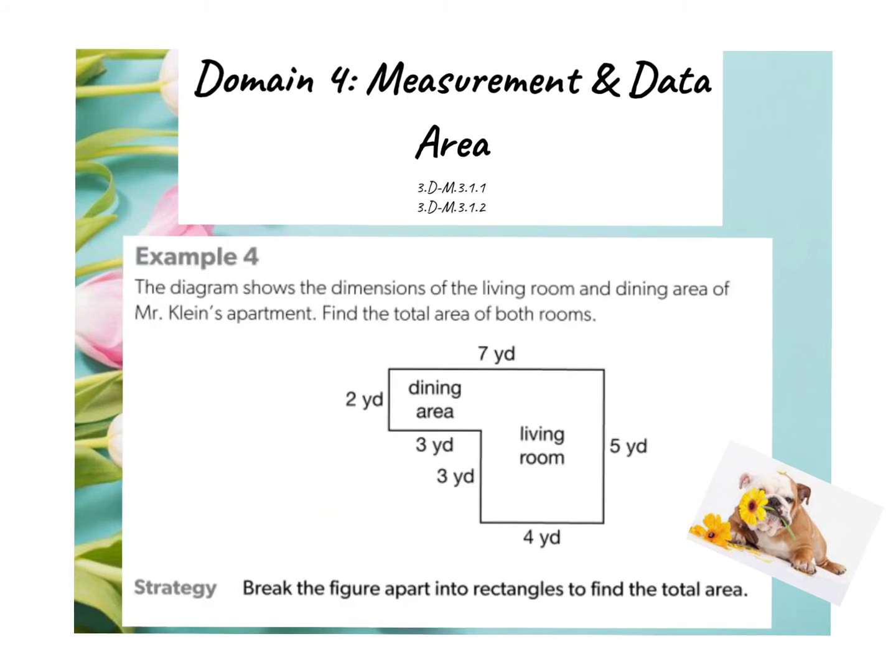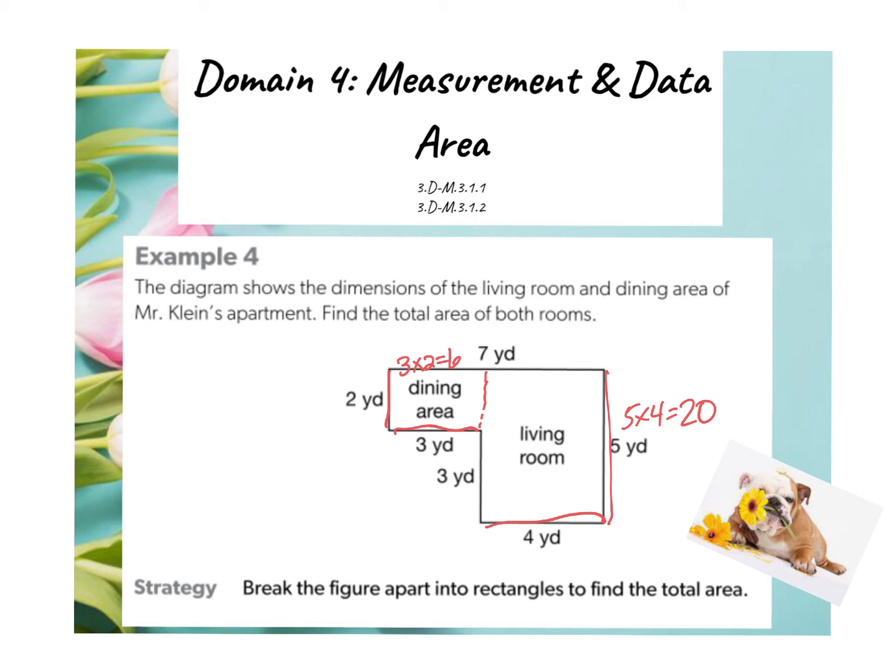For example, this diagram shows the dimensions of the living room and dining area of Mr. Klein's apartment. We're going to find the total area of both rooms. So we have the living room and the dining room. I'm going to break this apart, and I'm going to take a look at the length times the width of each of them. So I know that 3 times 2 would give me 6 square yards. And I know that this length times this width would be 5 times 4 to give me 20 square yards for the inside of that.